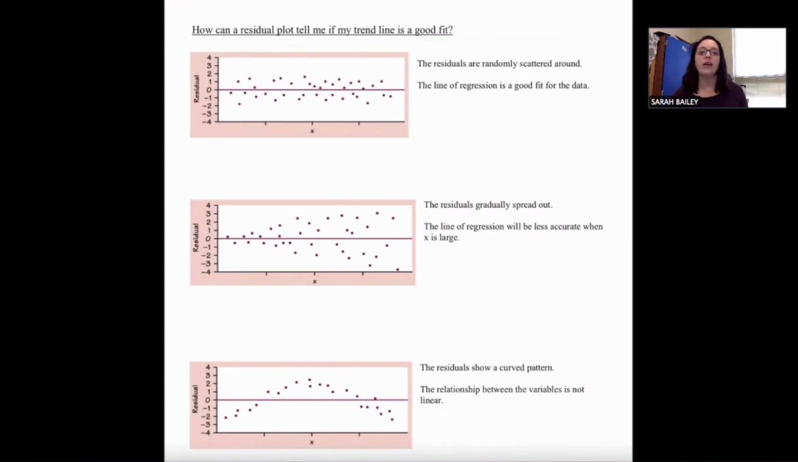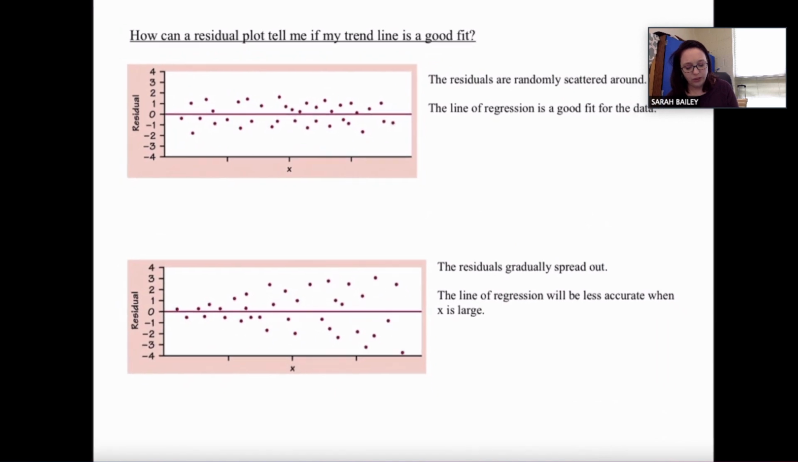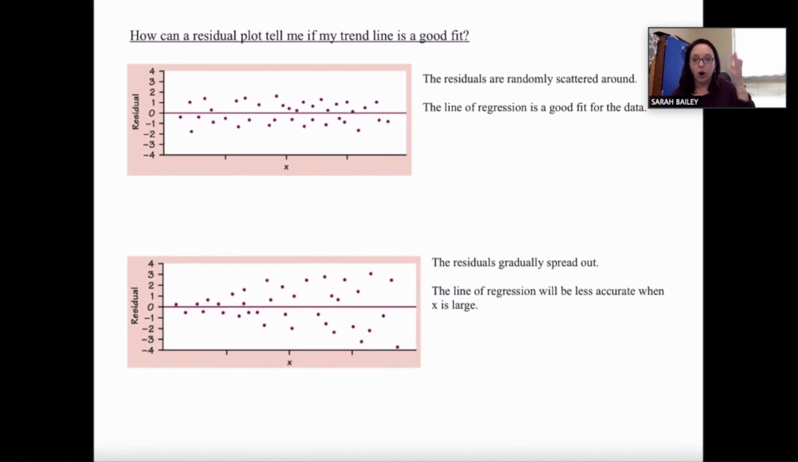Okay, here are 3 examples. So in this first one, it says the residuals are randomly, these are all residual plots, the residuals are scattered around. Therefore, this is a good fit. Okay? In the middle one, it says the residuals are kind of spread out. All right? And this just means the line of regression isn't so great. It's okay, but if the x values are super large, not so much.